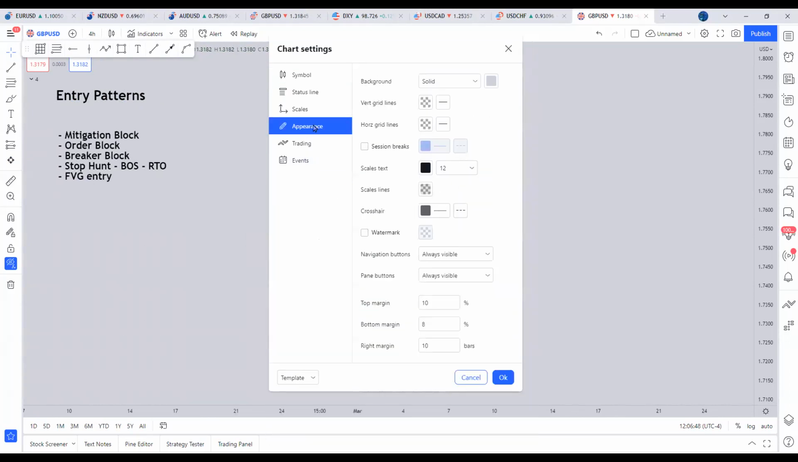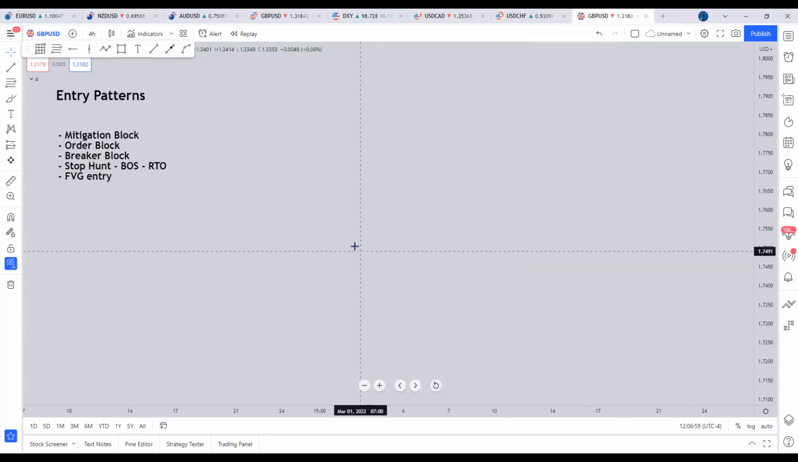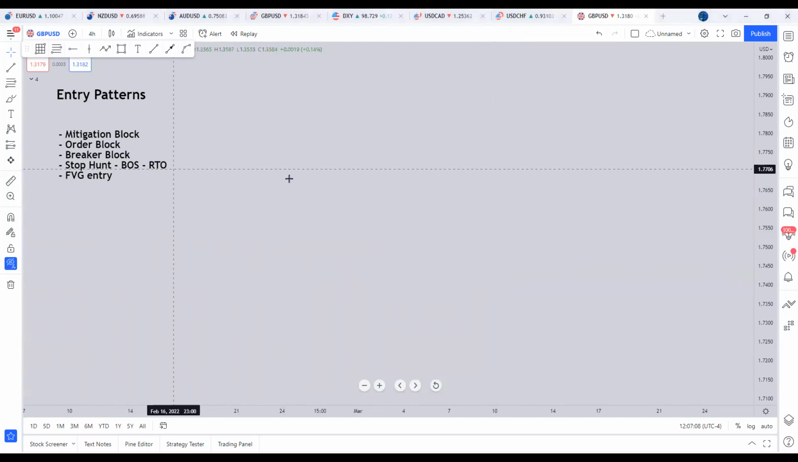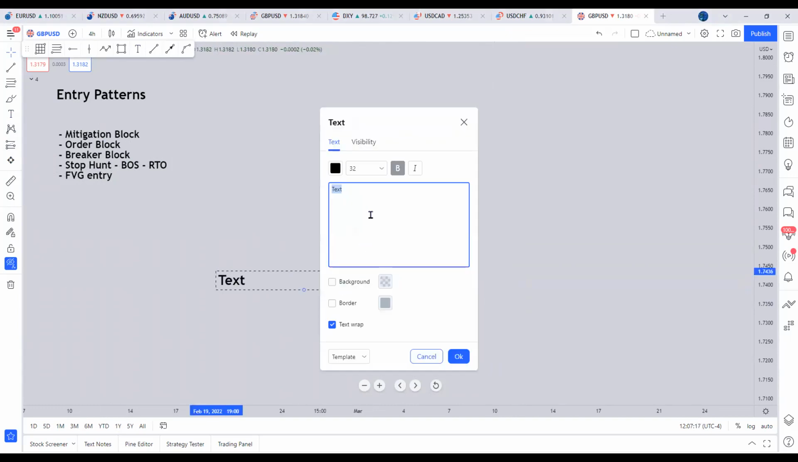So hold on just one second. Let me see if I can take this off. All right. So now what we're going to look at first is the mitigation block. Okay. That's the first thing we're going to focus on. And we'll actually move it down here and put mitigation block.